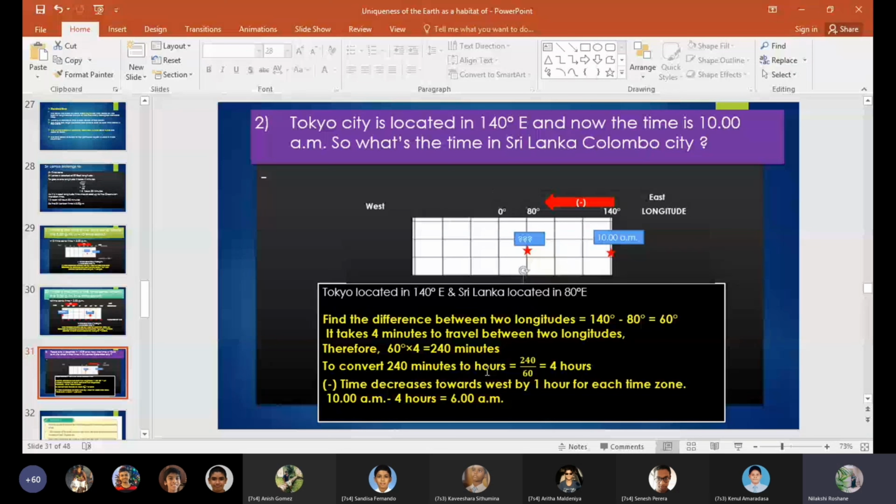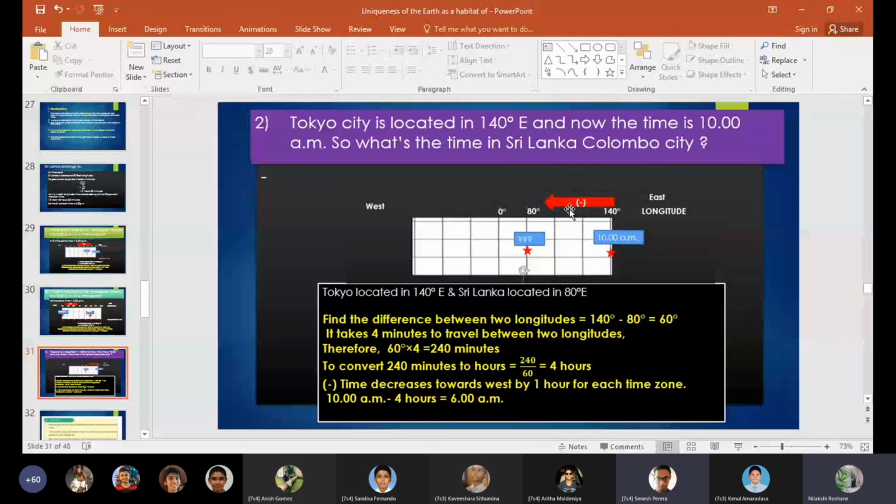Tokyo city is located at 140 east longitude. So Colombo is located at which longitude? 80th longitude, 80 degrees east. So the arrow is in which direction? From east to west. Yes, the arrow points east to west.